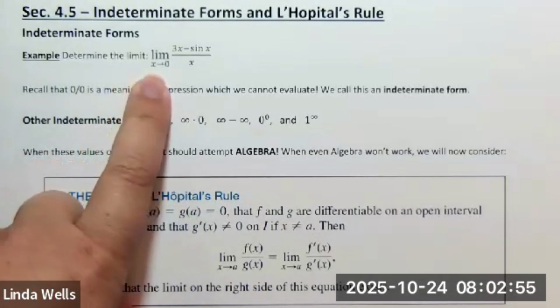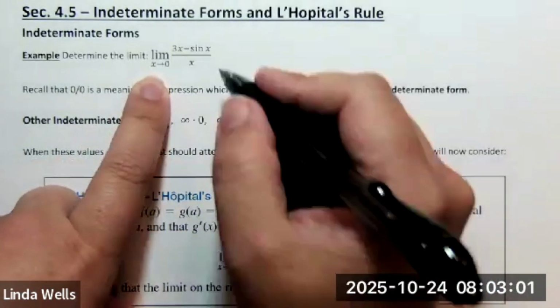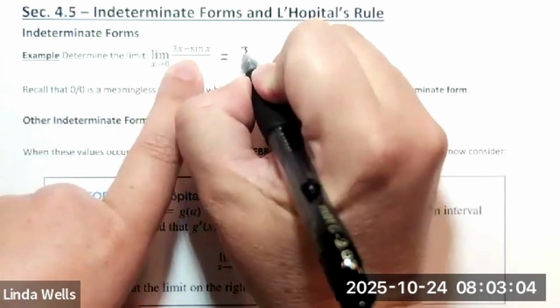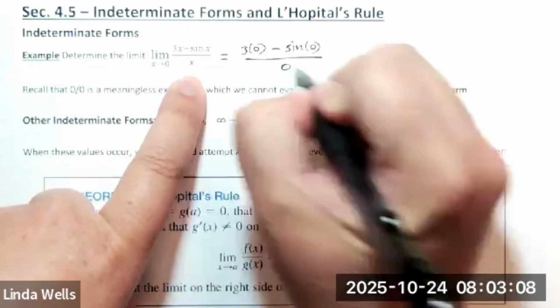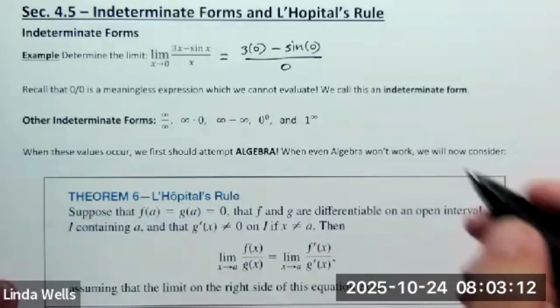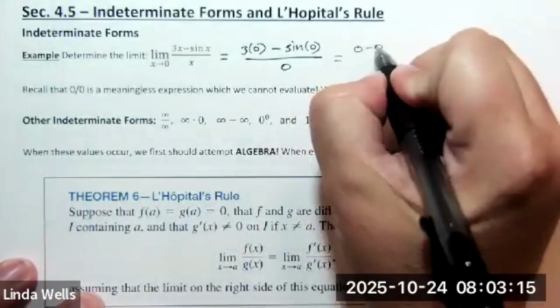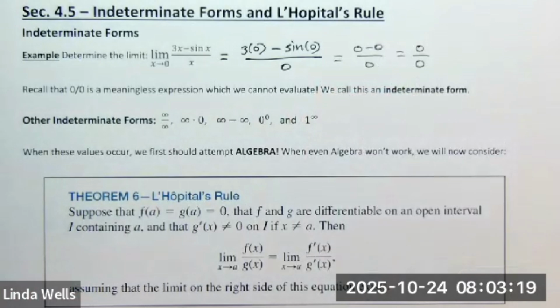You have a limit question. What should you do? All right, let's plug in 0. What happens if we plug in 0 here? So we get 3 times 0 minus sine of 0 all over 0. What's sine of 0? 0. So this is 0 minus 0 over 0. You guys remember seeing this before? Is this an answer? No, this means you have work to do.